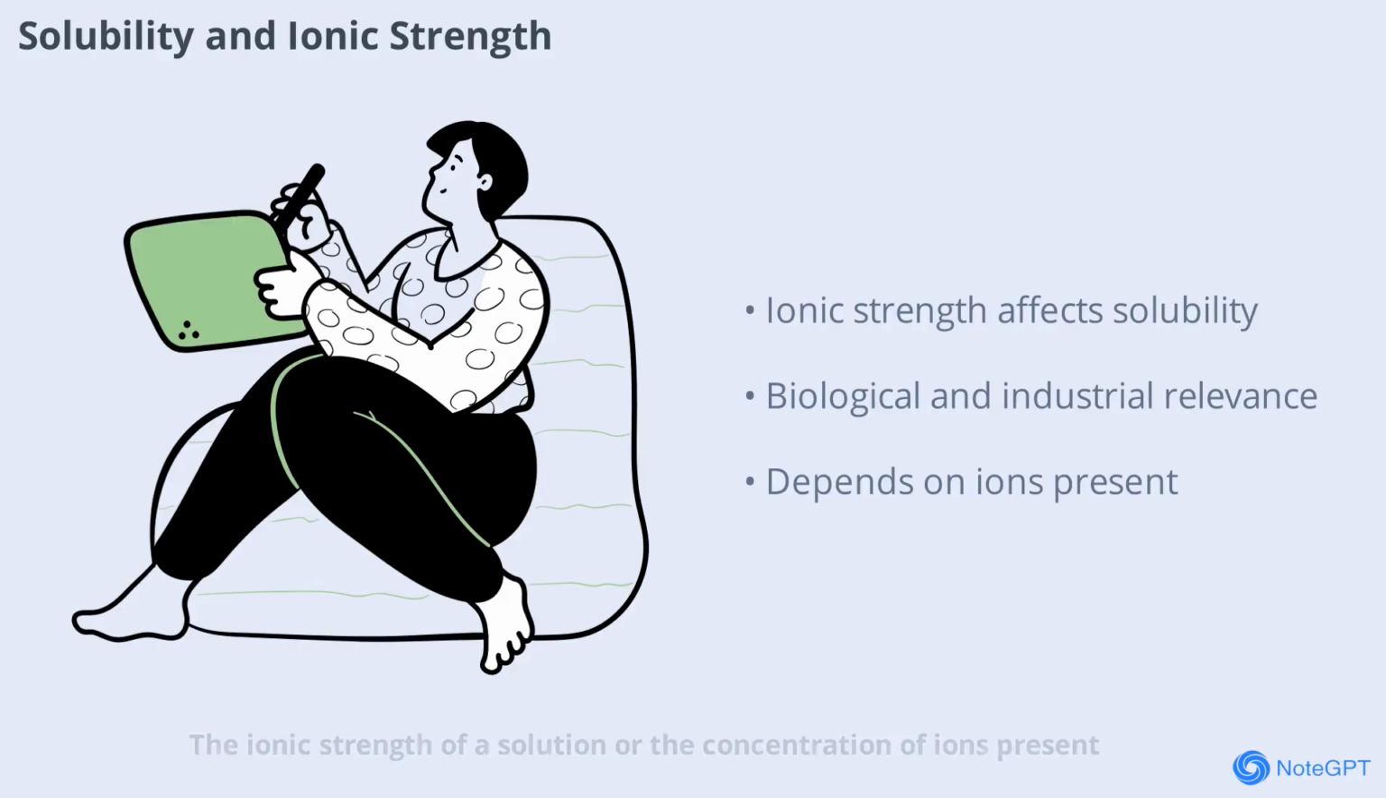The ionic strength of a solution, or the concentration of ions present, can also affect solubility. High ionic strength can either increase or decrease solubility depending on the substances involved. This is important in biological systems and industrial processes where many ions are present.